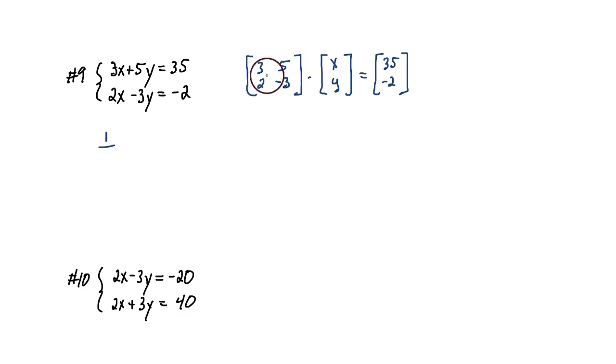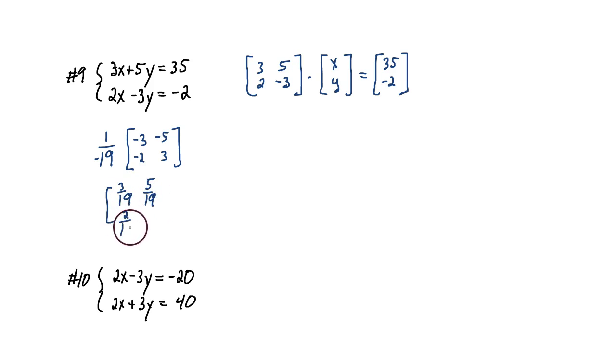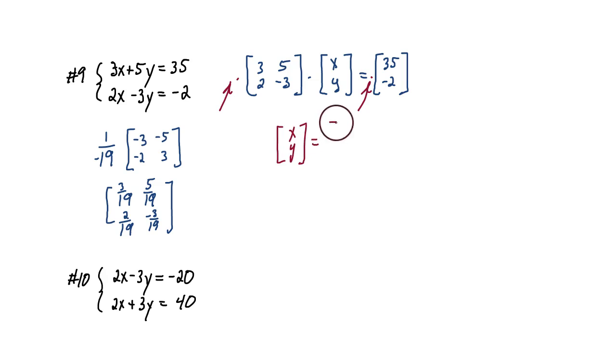So we have 1 over the determinant. This is -9 on this diagonal minus 10 on that diagonal. -9 minus 10 is -19. Put the -3 and the +3 there. Switch this to -5, switch this to -2. And distribute that scalar to all 4 entries. So we have 3/19, 5/19, 2/19, and -3/19. And this is the inverse that gets multiplied in this position and in this position. So we're going to get xy equals, and now a column matrix that has our 2 answers.